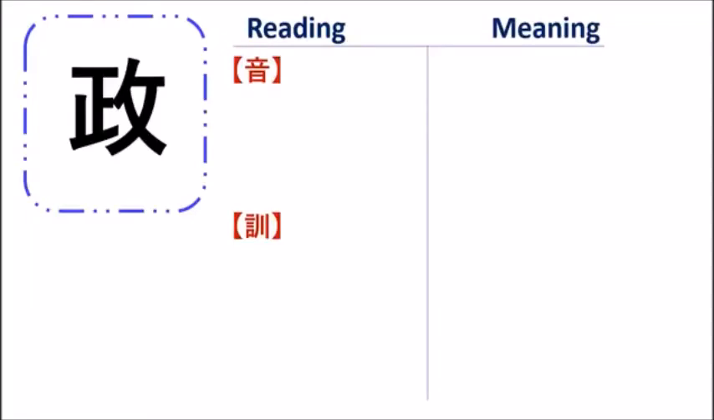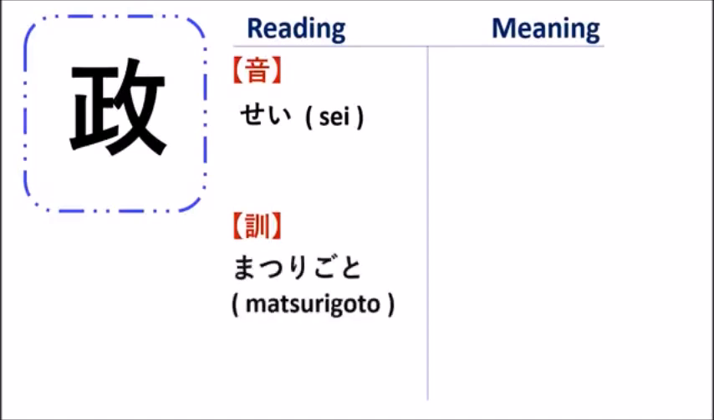To learn about the kanji of se. In onyomi, it has the meaning of se in Japanese. Some kanji don't have kunyomi, so we just learn only onyomi. So the meaning and the kunyomi is matsurigoto.